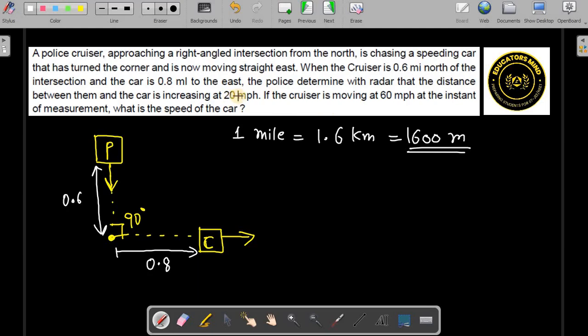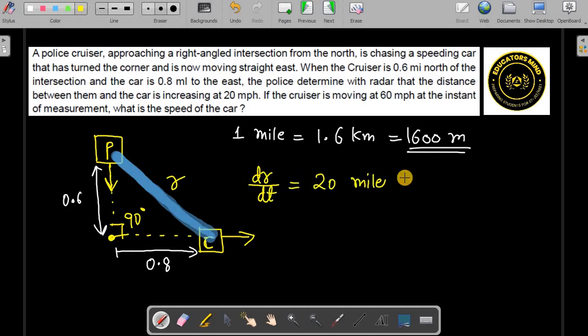So what is the question? When the cruiser is at this distance, right, and the car is here, the police determine with radar that the distance between them and the car is increasing. That means this distance we are talking about, right? This distance is increasing at a particular rate. So let's say this distance is r. This distance r is increasing, dr by dt is 20 miles per hour.